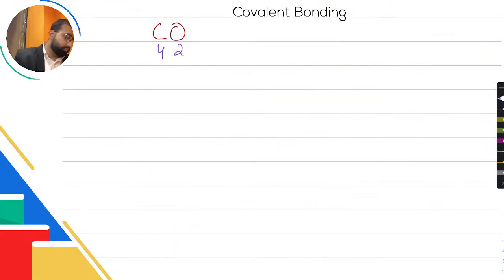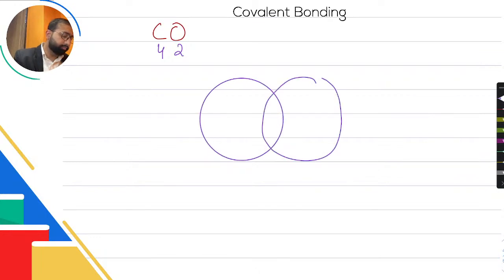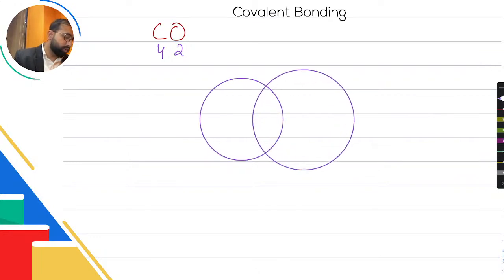So there we go. We put carbon here, oxygen here. All right, carbon, oxygen. Carbon needs 4. So let oxygen share 4. 1, 2, 3, 4. Oxygen needs 2. So let carbon share 2. The bonding is complete. Let's draw the lone pairs.